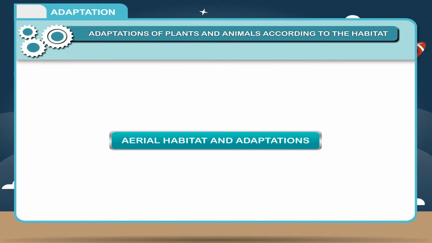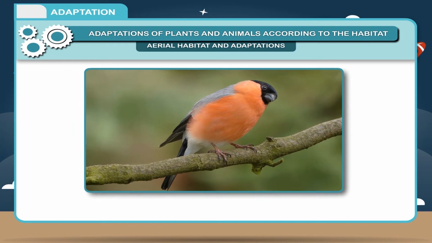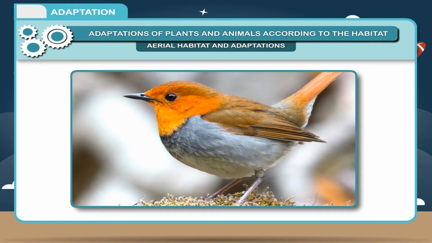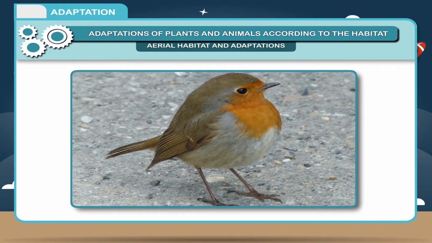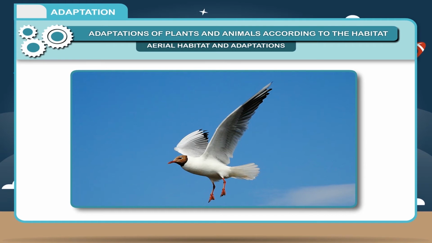Aerial habitat and adaptations. Animals which are adapted for the aerial mode of life are known as aerial animals. Common animals are bats and birds. They have the following adaptations. 1. They have a streamlined body which is covered with feathers. 2. Their forelimbs are modified into wings. 3. The bones are light, hollow and spongy and contain many air cavities. 4. The nervous system and sense organs are well developed. 5. The flight muscles are well developed and their eyesight is very sharp.